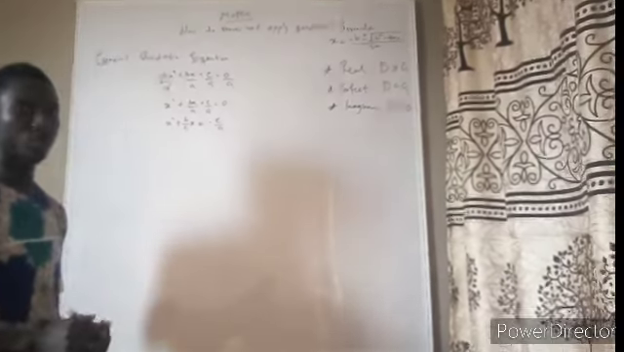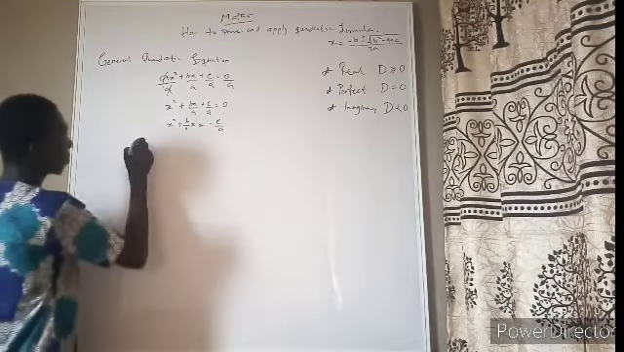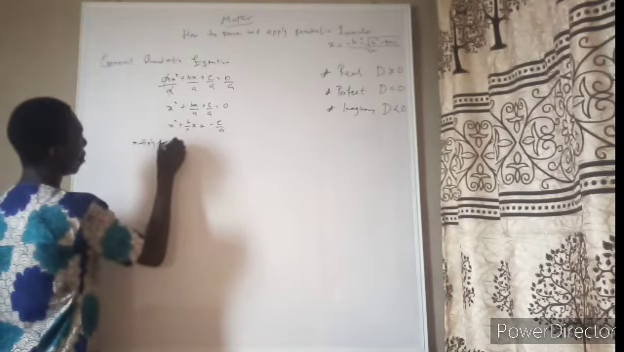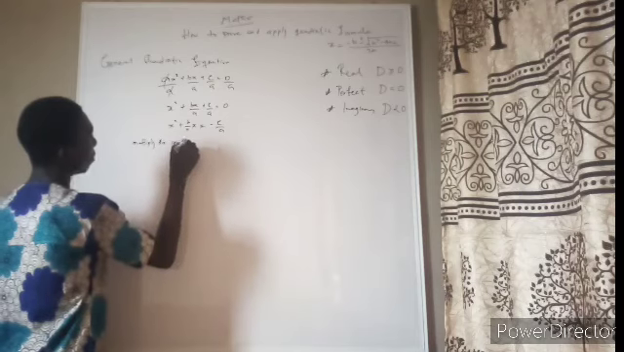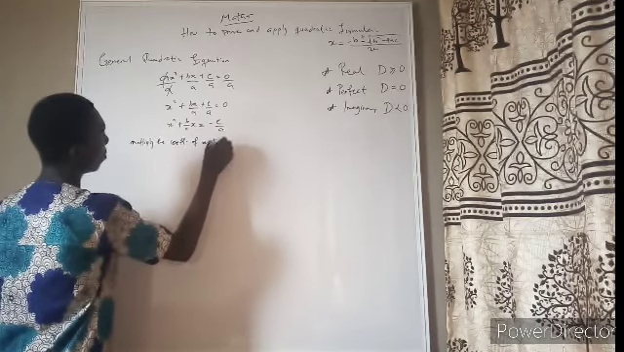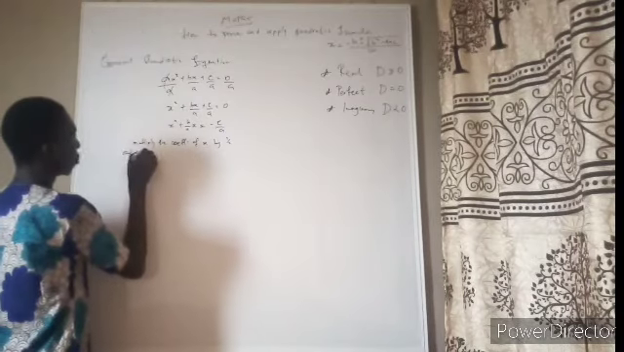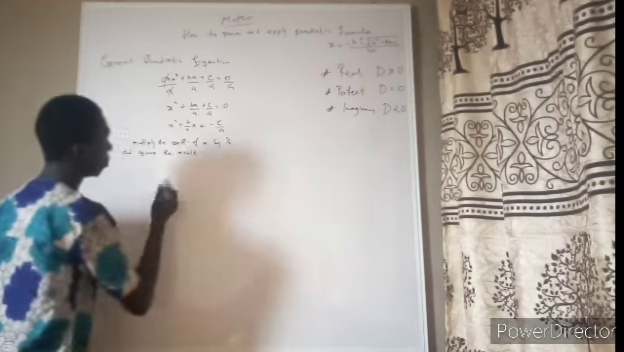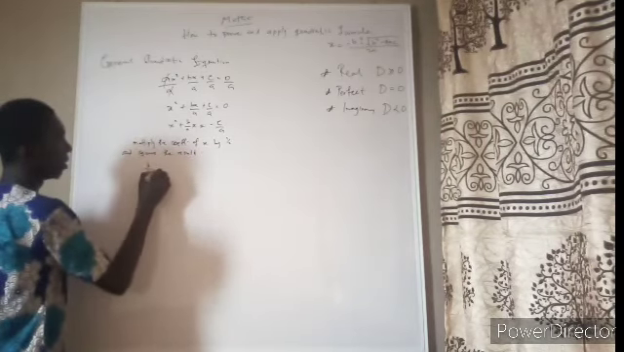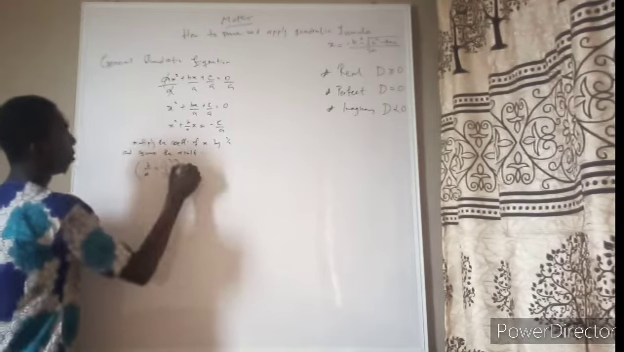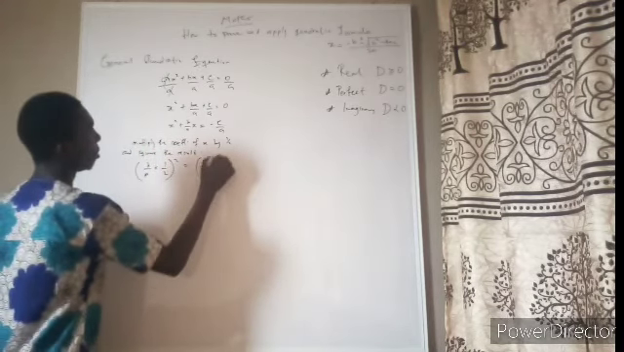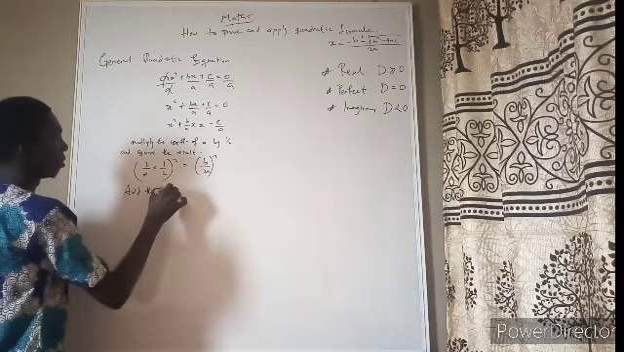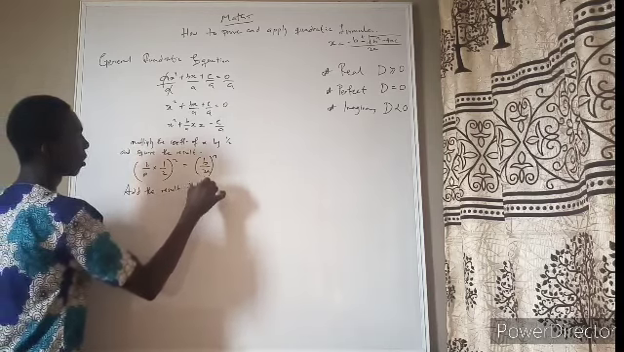The third rule states that we multiply the coefficient of x by half and square the result. So what's the coefficient of x? b over a. Multiply it by half and square it, which is equal to b over 2a all squared. The fourth rule states that we add the result to both sides.